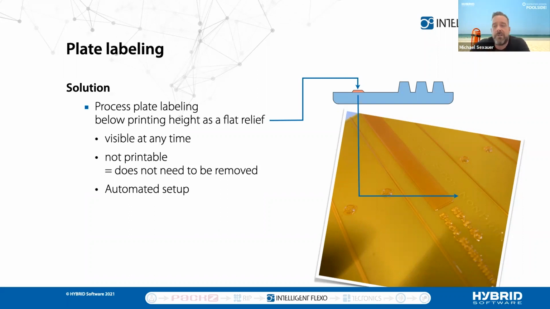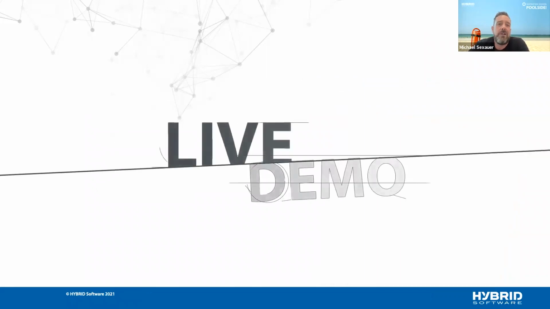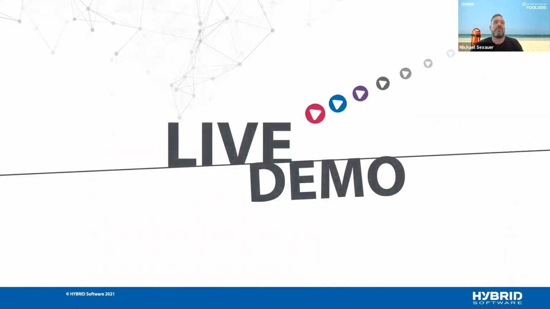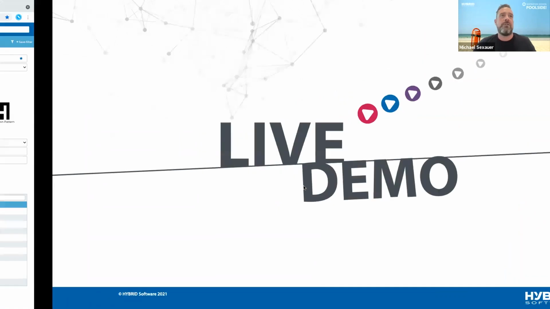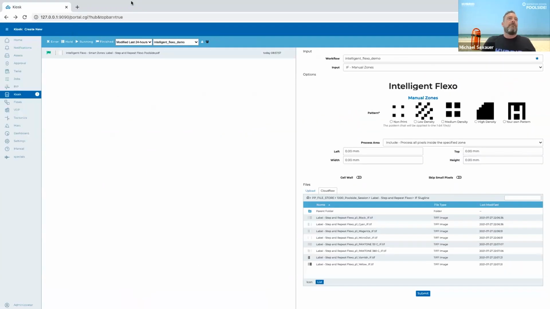And this is one of the things which I really want to show you. Not only the labeling, but let's have a closer look, if you like, at Intelligent Flexo. Therefore, I just switch over to my favorite web browser. In my opinion, this is Chrome. You can use any web browser of your choice. It's company-wide usable. So if you have the IP address and you have access to the system, you can use this company-wide.